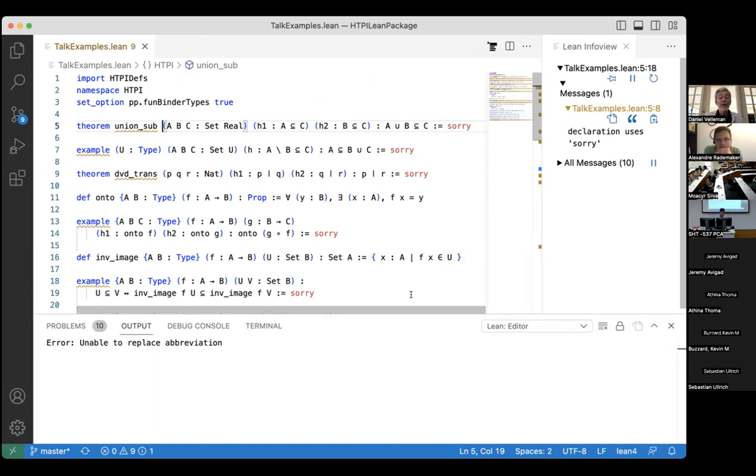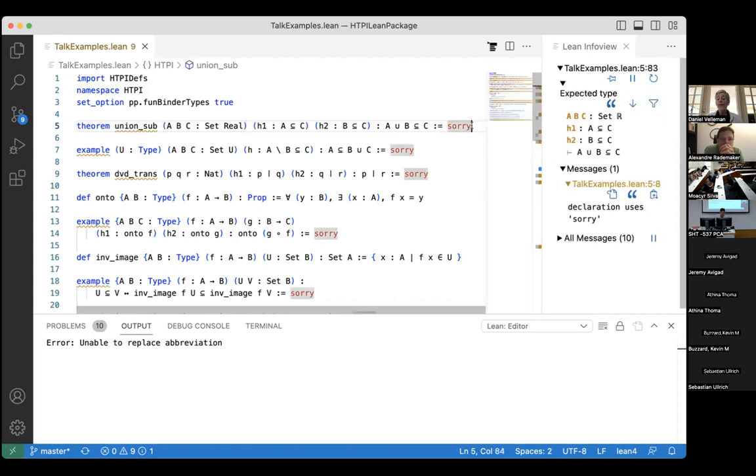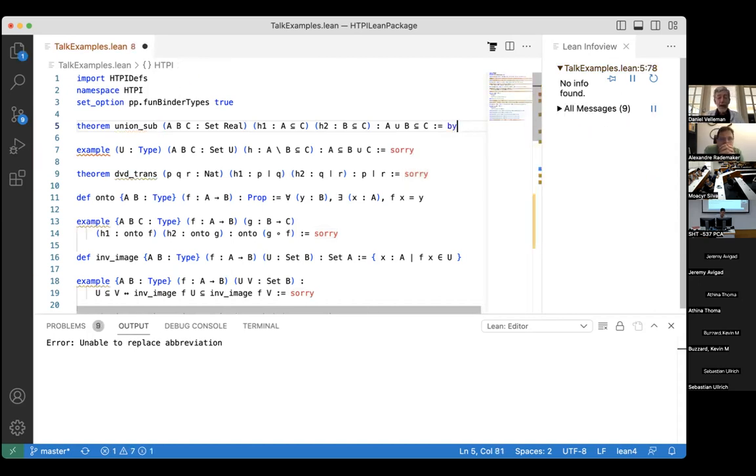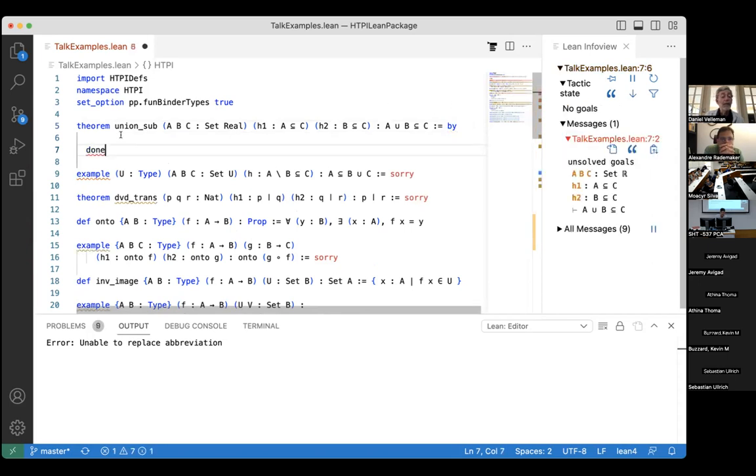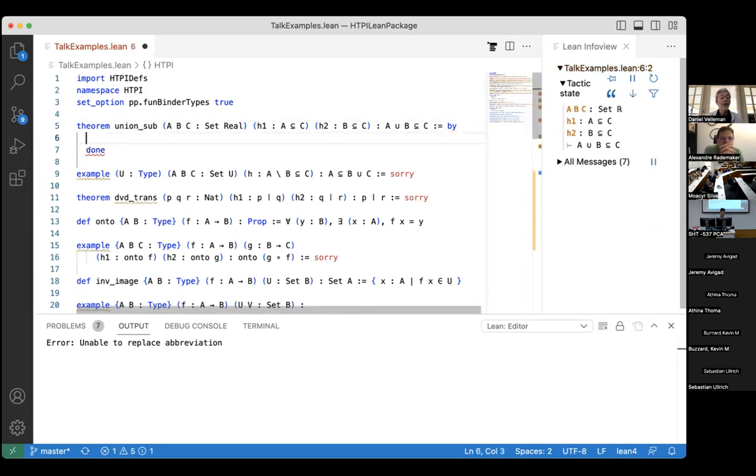So my first theorem is: if A is a subset of C and B is a subset of C, then A union B is a subset of C. And after colon equals is the proof. At the moment, the proof just says sorry, which means I'm not going to give you the proof. But what I'm going to do now is replace sorry with the proof. So I'm going to delete sorry, and I'll type by. And then I'm going to leave a blank line and put done. And so I'm going to insert the proof between by and done.